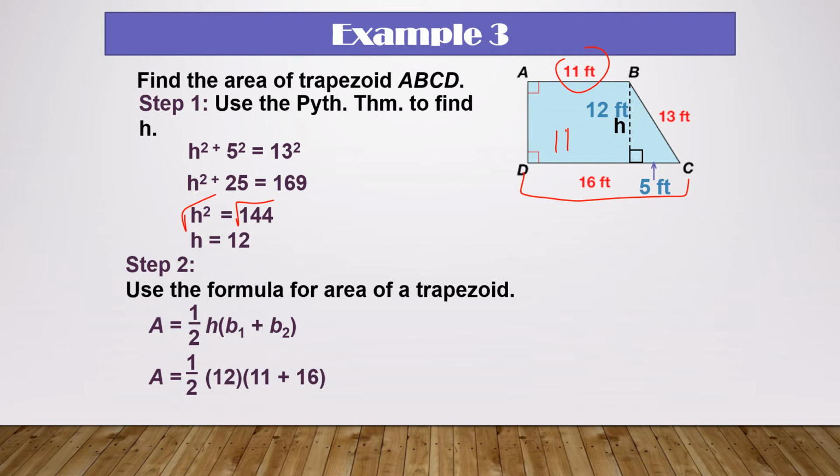and do 1/2 times 12 times 11 plus 16. And again, if you want to add up that 11 plus 16 first so that you have room for fewer mistakes, that would be fine. But your answer should be 162 feet squared.